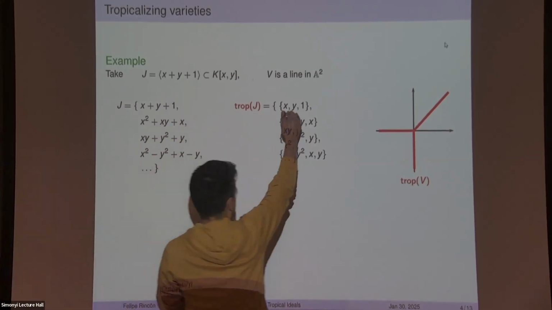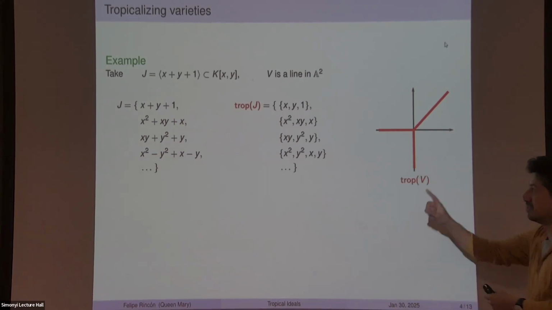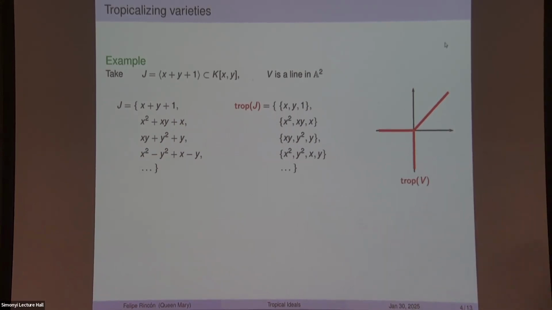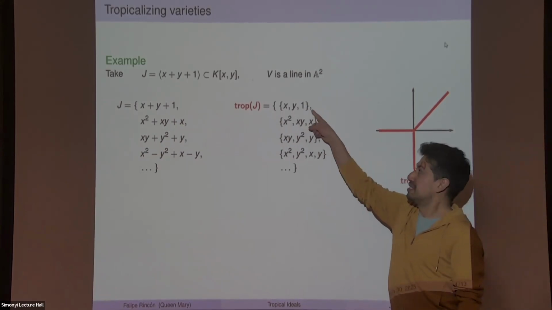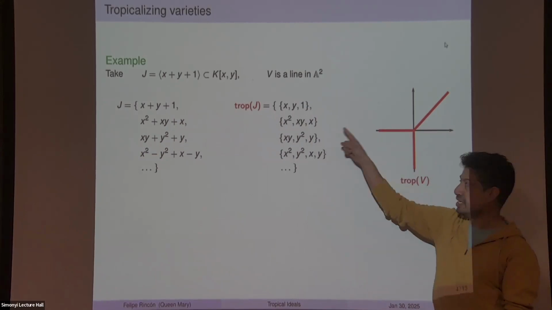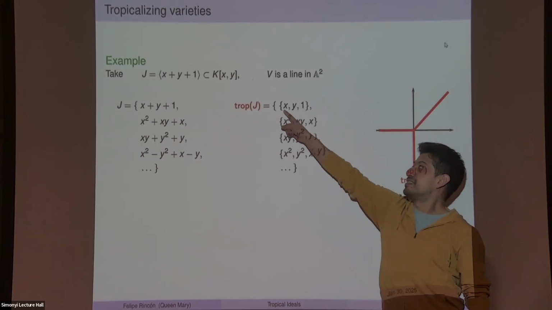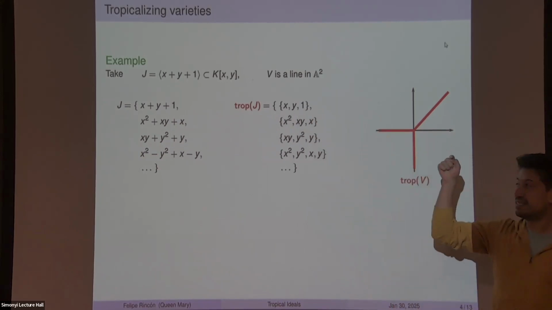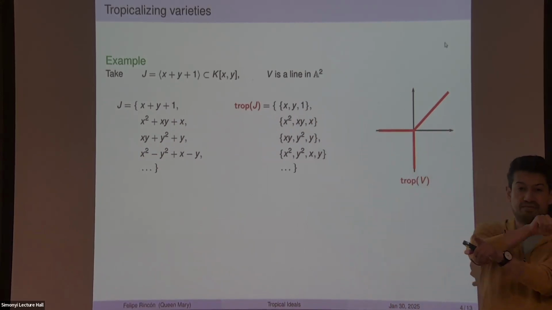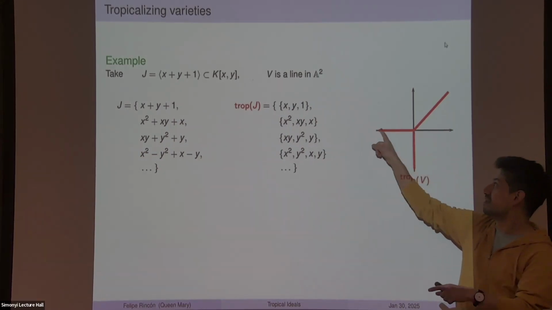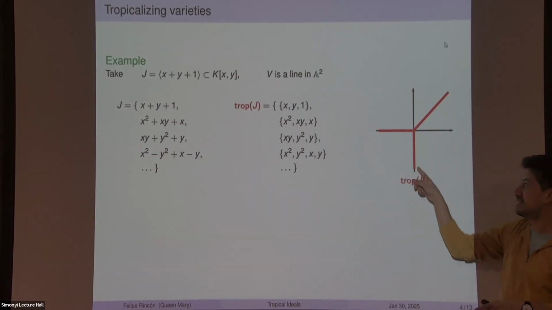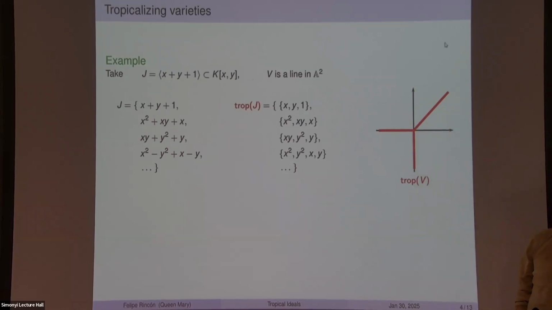And then for each of these subsets, you require the condition that the minimum dot product with these vectors is attained twice. So for instance, this set here looks like a triangle: origin, x and y. And then you look at the codimension one skeleton of the normal fan of that, which is these three directions.